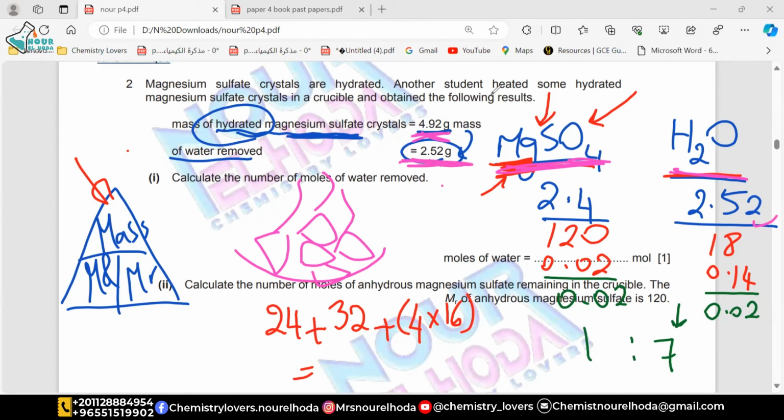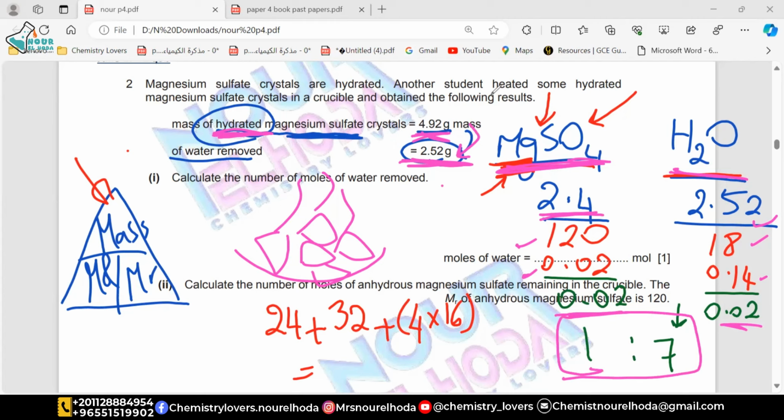But what about the mass of the magnesium sulfate alone? Here it's with the water. Hydrated means it's with the water. I need to subtract this minus this. This is the mass, so what should I do? I'm going to divide both by the MR. That's why I divided here by 120, here I divided by 18. But how do I calculate the MR? Total big numbers. Then it's going to be 0.02, here 0.14. You will divide both by the smallest. I will divide this by 0.02, this by 0.02. So the answer is going to be 1 to 7.